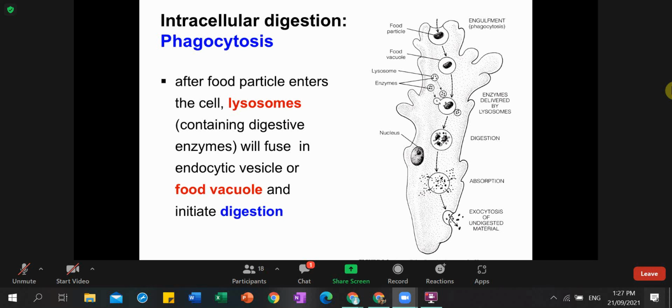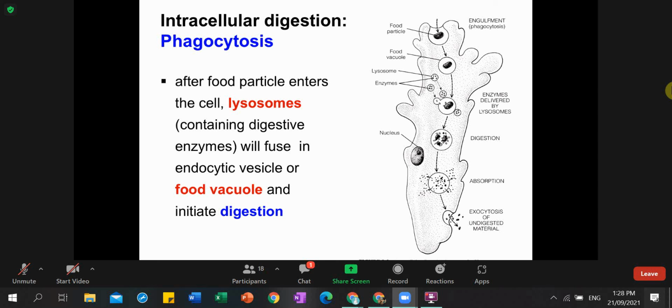Now, when the food particle enters the cell, into this food vacuole, there are special organelles in the cytoplasm that we call lysosomes. Lysosomes are actually quite common organelles in eukaryotic organisms, even in human cells. The lysosomes contain digestive enzymes. You remember, digestive enzymes have to be contained in a special organelle. Otherwise, these enzymes also digest the protozoans themselves.